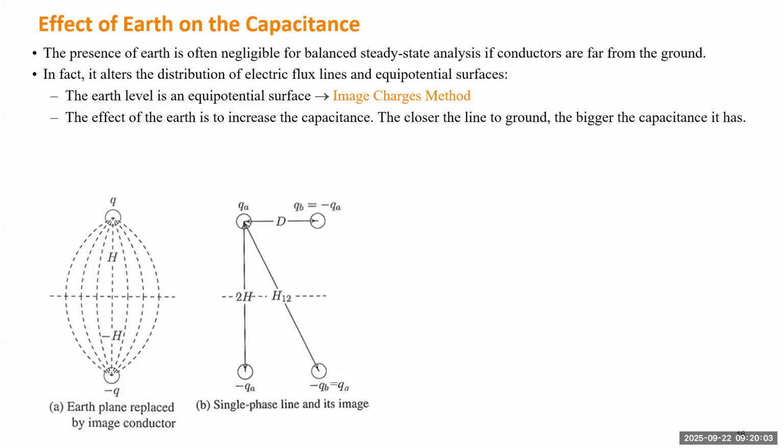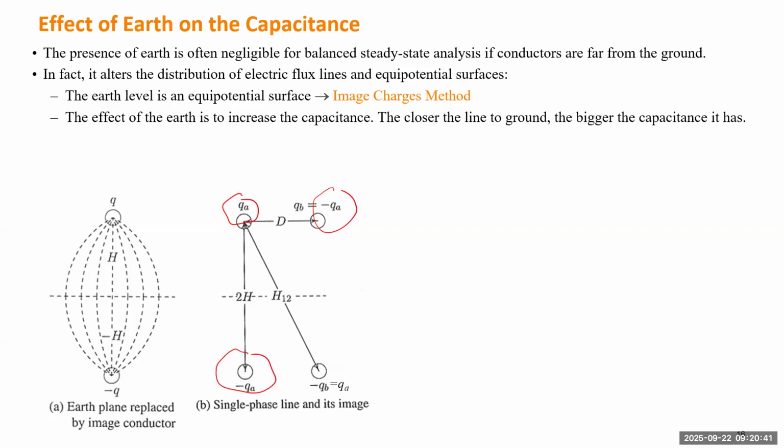All right, so what if we have a single phase transmission line, which means we have one conductor carrying charge, we call it QA. We have another conductor carrying charge negative QA, because they need to send the current back. So the two conductors together form a closed system with zero net charge. And on the other side of the ground surface, we need to put two fictitious conductors. This one will be the image of the first one, so that will be a negative charge.